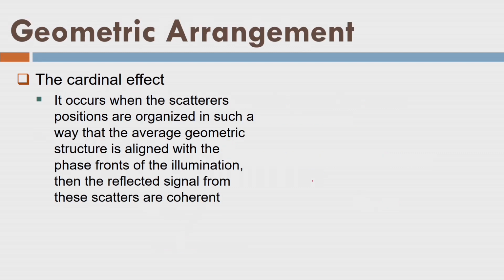The third one is the geometric arrangement. According to geometric arrangement, we have two terms. One is called the cardinal effect and another is called the Bragg scattering. So, let us look into the cardinal effect first. It occurs when the geometric arrangement of the sensor as well as the terrain is such that the wavefronts are coming and they are kissing the surface.